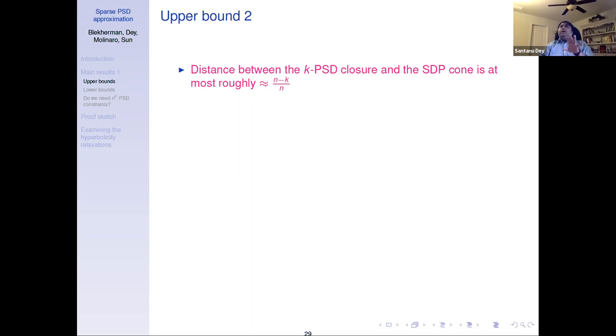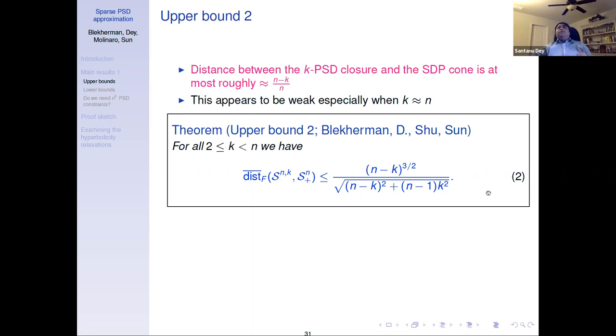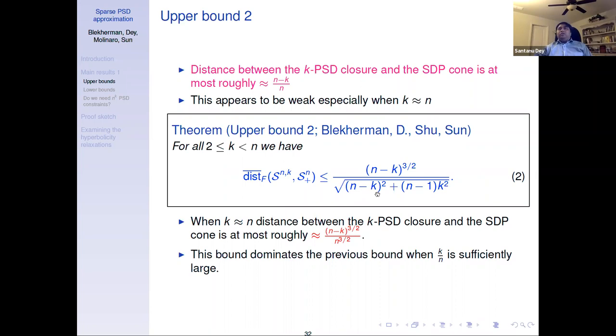So when k grows close to n, we were able to prove different upper bounds. This is an upper bound which of course works for all regimes, but it is going to be more interesting when k is closer to n. Again, this is difficult to parse, but if you think of k being very close to n, this term here goes to 0, and this k squared becomes basically n squared. So what you have is an n cubed term, the square root of that, so that's n to the power 3 over 2. And so a simplified version of this formula is saying that it's the same bound as here, n minus k over n to the power 3 over 2.